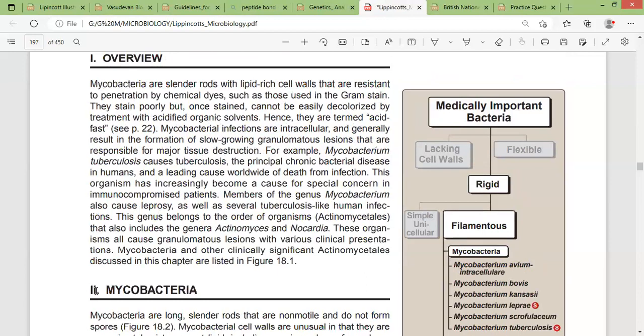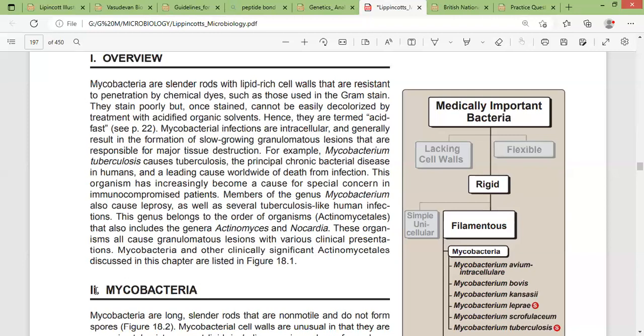So mycobacteria, the first thing we need to say when we're talking about mycobacteria is that it does not fall under the classification of gram-positive, gram-negative organism. Call it the acid-fast bacteria. Acid-fast, fast like F-A-S-T. We looked at it yesterday.